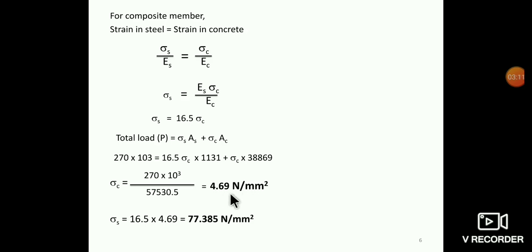Now using this value of sigma c, we'll put it here. We get sigma s equal to 77.385 Newton per mm square. So in short, we had to calculate stresses sigma c and sigma s in this numerical.